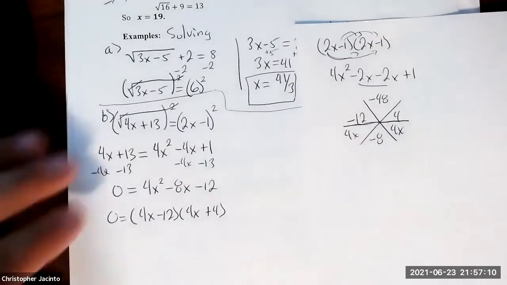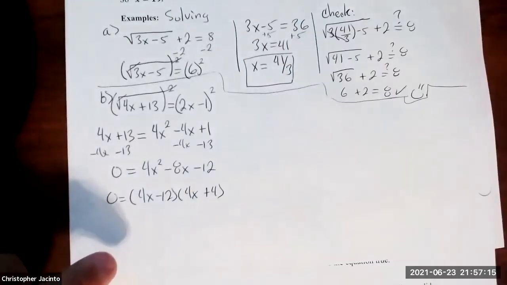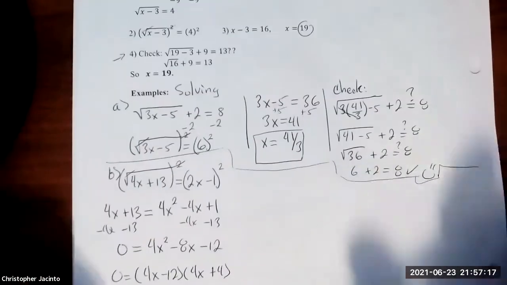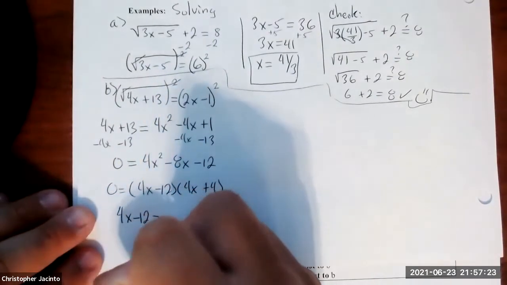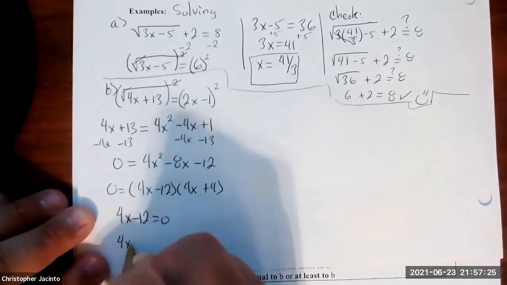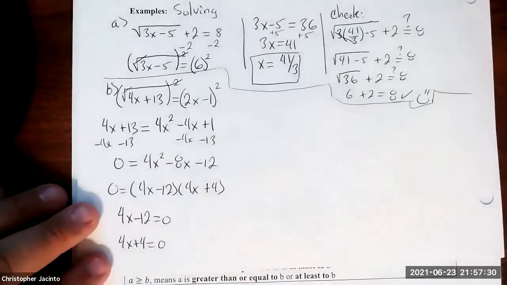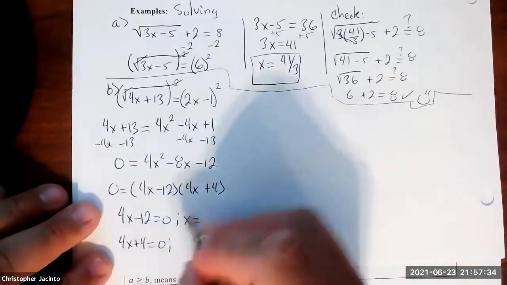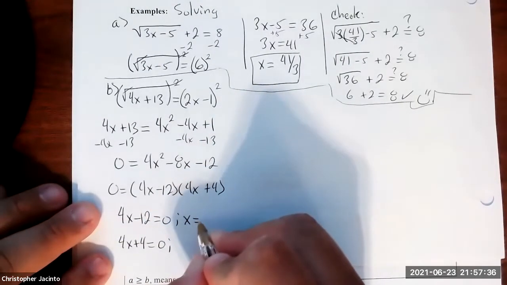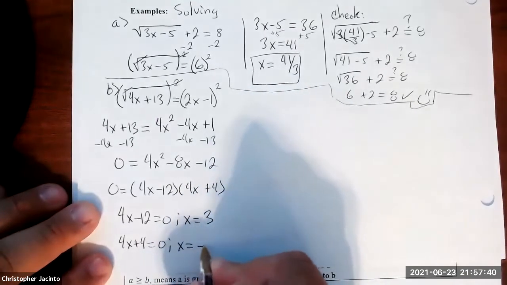That's kind of nice. And again, since we're solving, set each one equal to 0 and just solve for x individually, just like we did pretty much all day today. So simplifying each one individually, you should get x equals 3 and x equals negative 1.